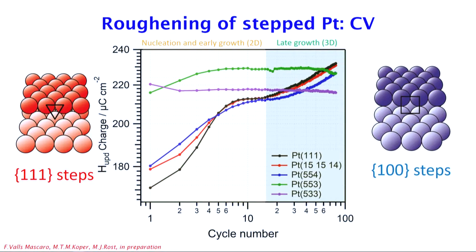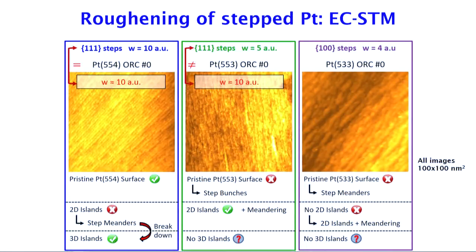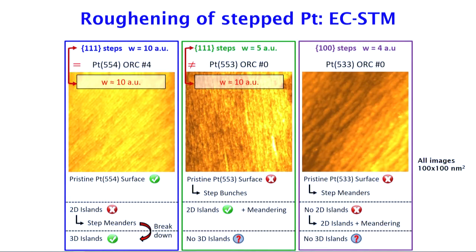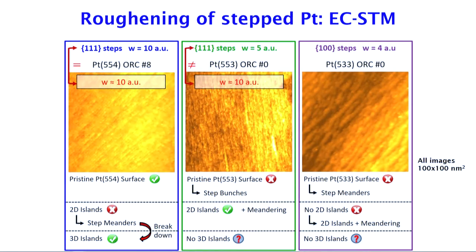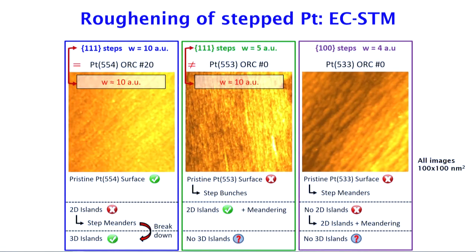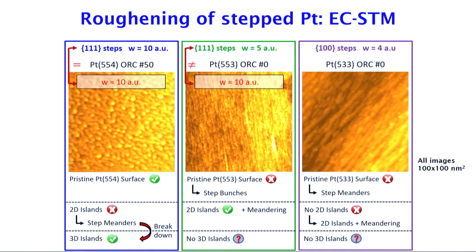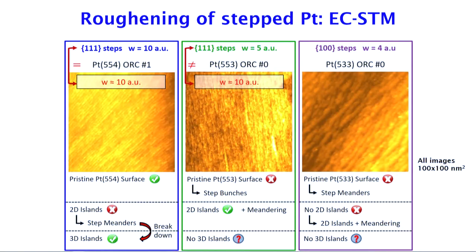And this, of course, then suggested that we should look at what actually happens during the STM. I should say, this took Francesc, the new PhD student, almost 4 years to finally get these images. So here they are, and this is very, very new data, so we haven't analyzed them yet, but I just wanted to show them to you. This is the oxidation reductive cycling of platinum 554, 553, and 533.